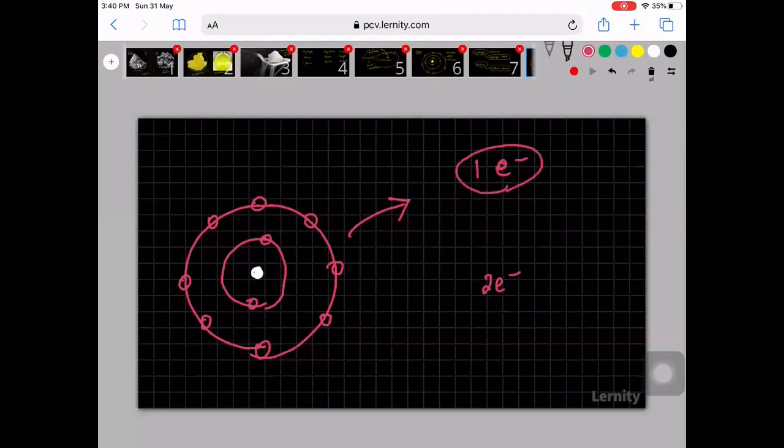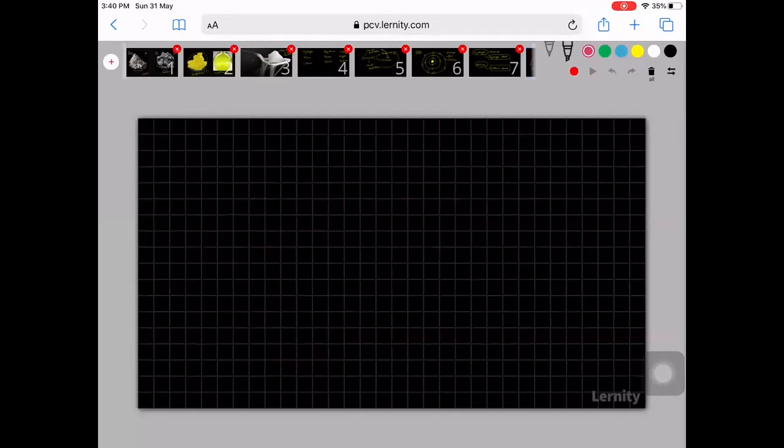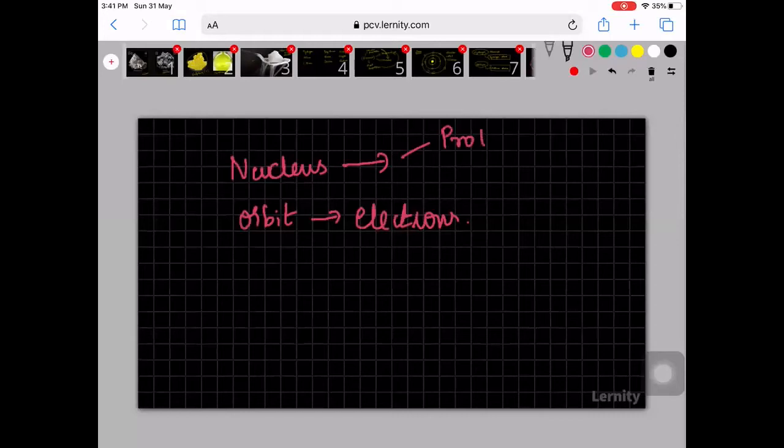So generally, your nucleus has protons and neutrons. What do you mean by proton and neutron? We have a nucleus, and around the nucleus you have orbits, and in the orbits my electrons are revolving. This is what I told you, right? Inside the nucleus, I have protons and neutrons. So inside the nucleus, what do I have? One is proton and the other is neutron.